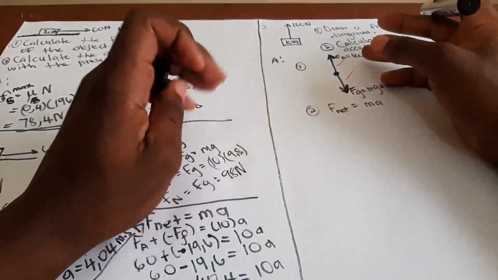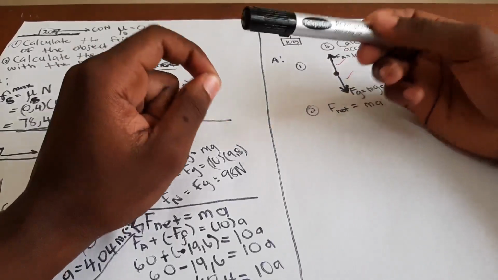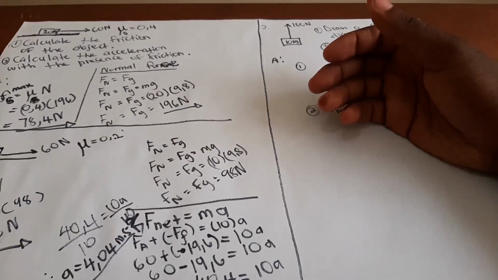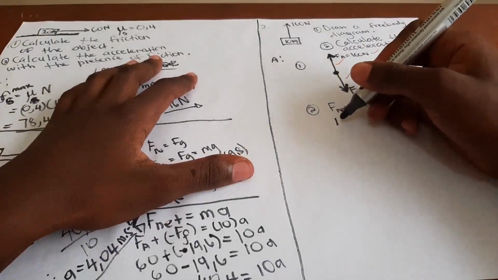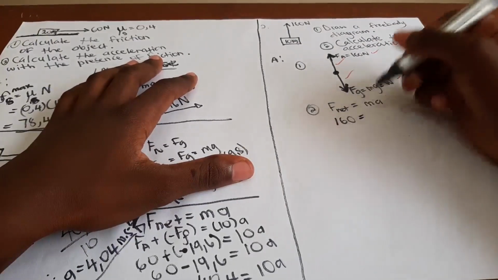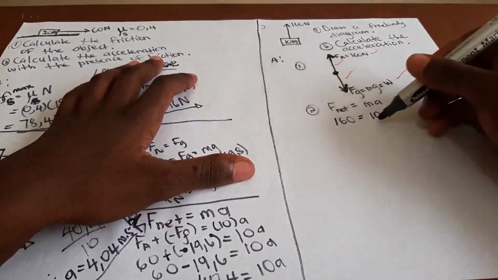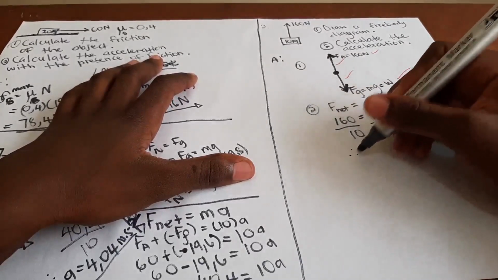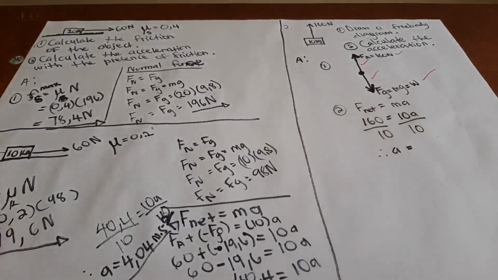But the friction also has its own formula, but only when you are given the coefficient of the frictional force. Okay, moving on. Our net force is 160 newtons. Our mass is 10. Our acceleration, we don't know. So acceleration is equal to 160 divided by 10.